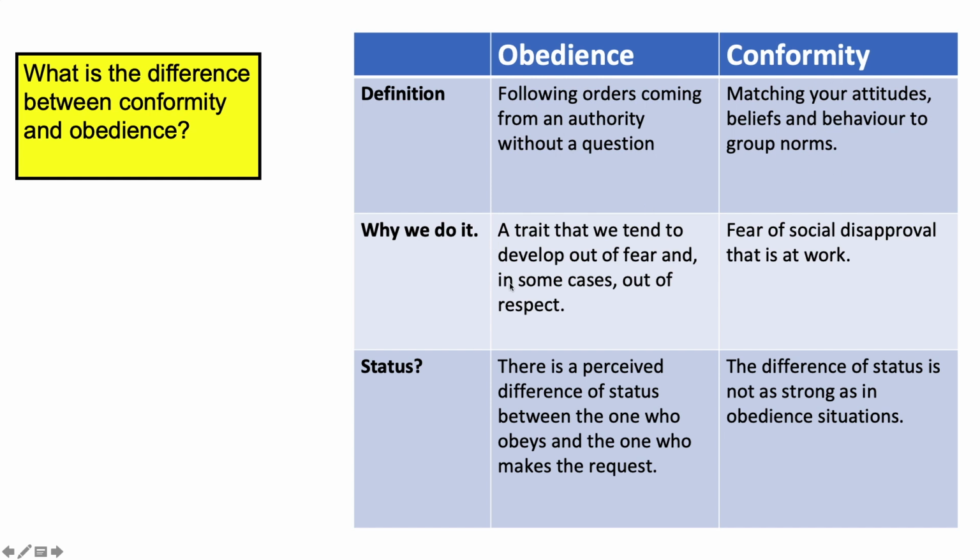So why do we do it? In conformity, we do it because we want to be approved by our social group, so we don't want to be disapproved. While in obedience, we do it because we develop a fear, or in some cases respect, for authority. So there's a punishment element to obedience that we want to avoid. Status: in obedience, there's somebody who has a higher status than you giving you orders, while in the case of conformity, there is not necessarily a status difference. You can be on eye level and still you will conform to somebody else. So there's not that hierarchy thing.